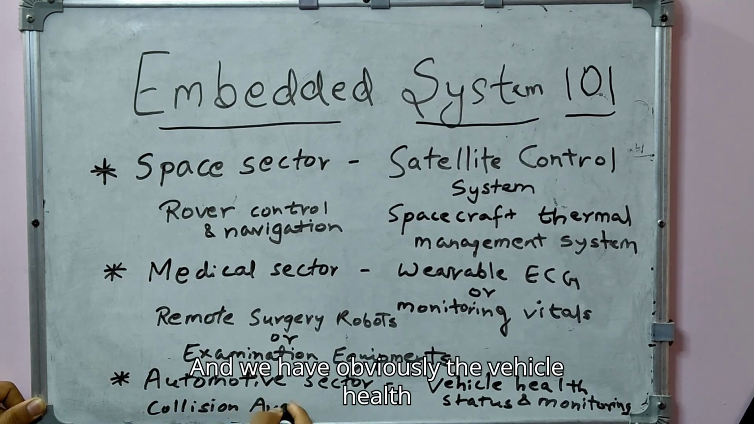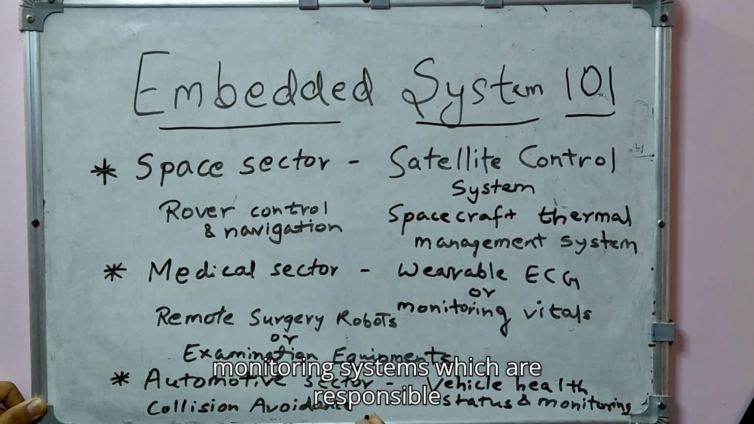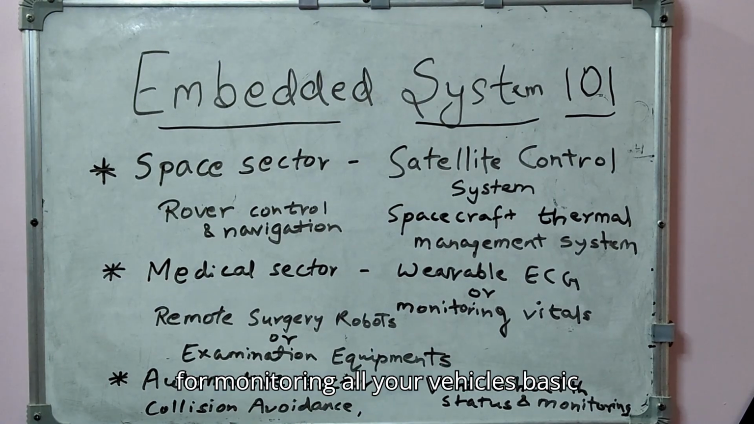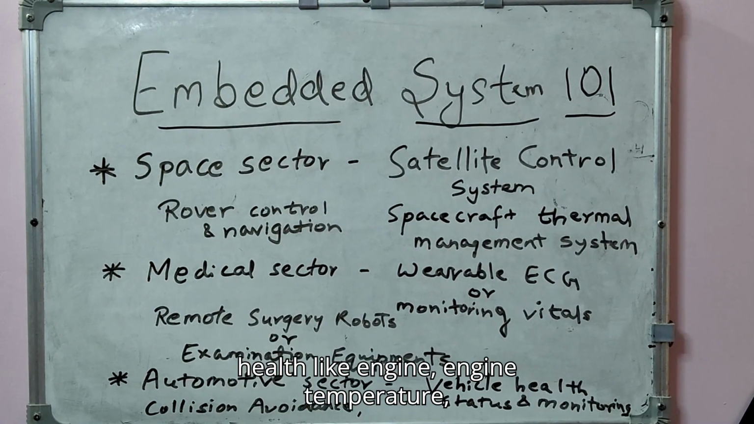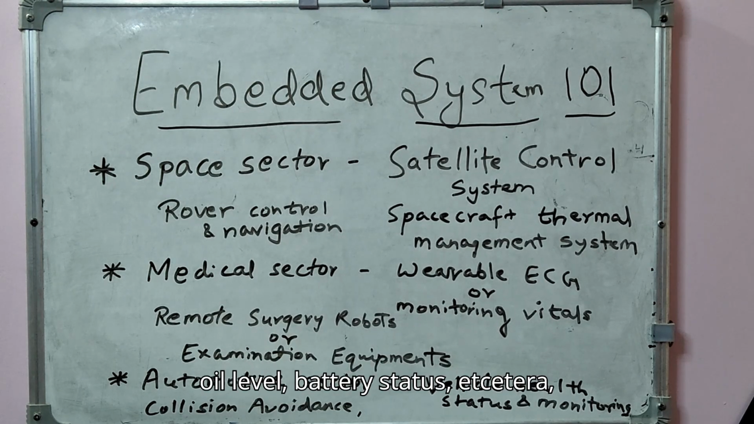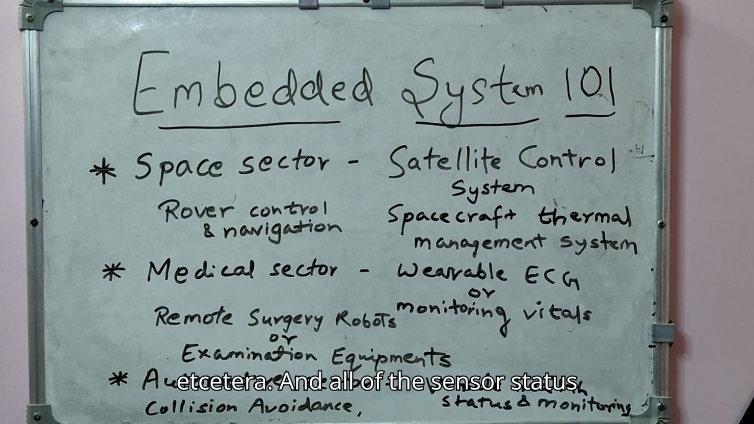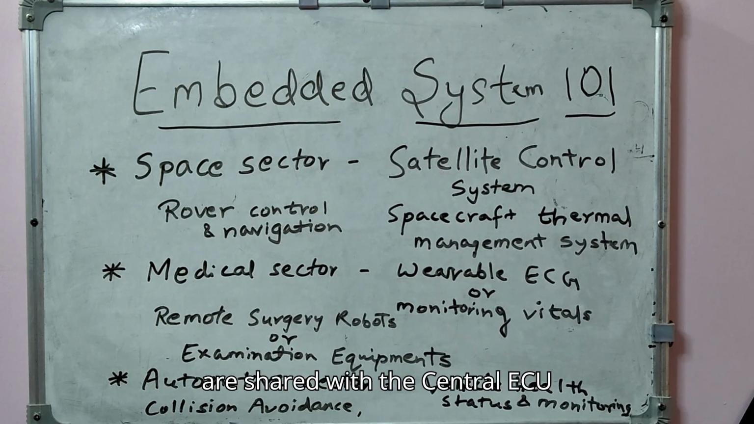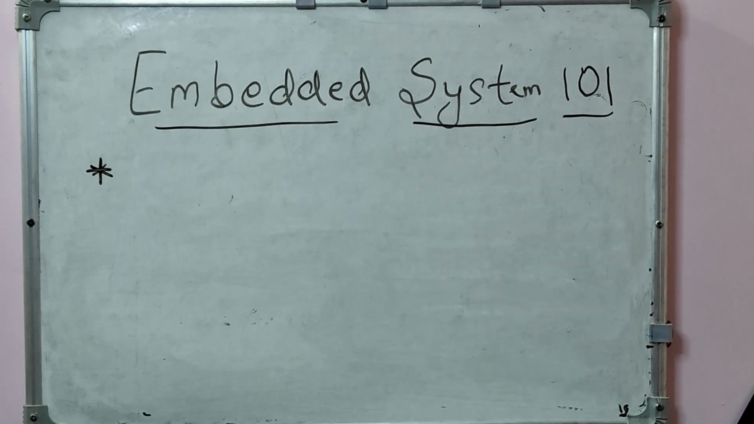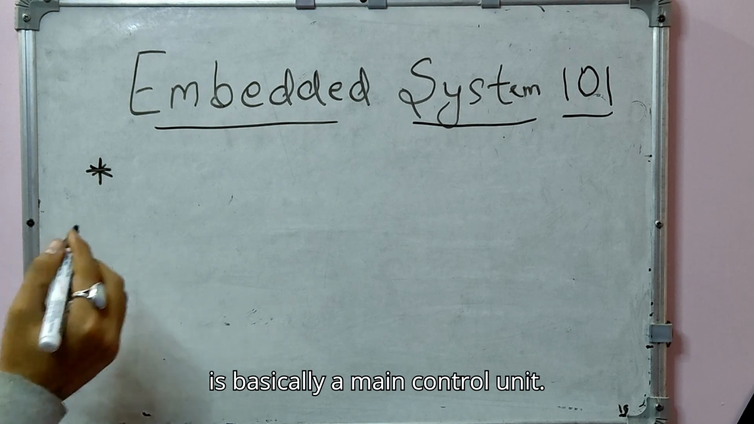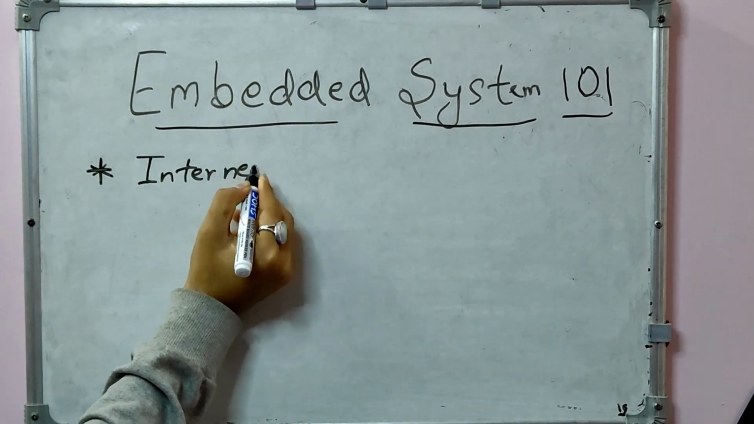Then we have obviously the vehicle health monitoring systems, which are responsible for monitoring all your vehicle's basic health like engine temperature, oil level, battery status, etc. And all of the sensor statuses are shared with a central ECU, or you can call it whatever you want. It's basically a main control unit.